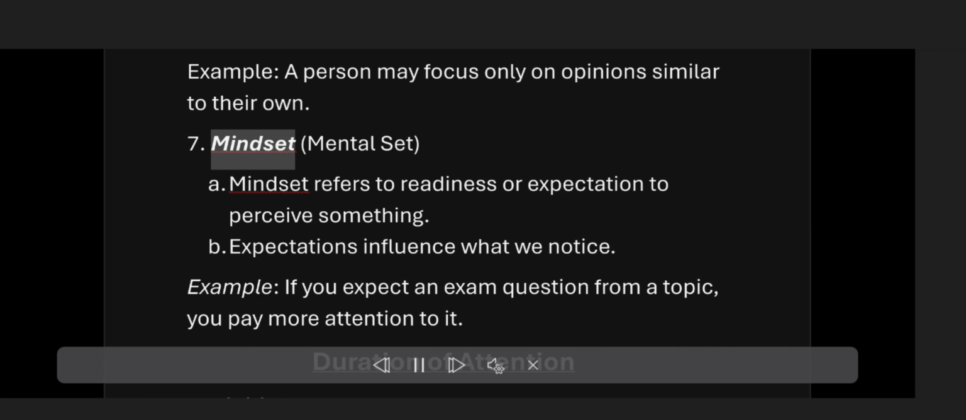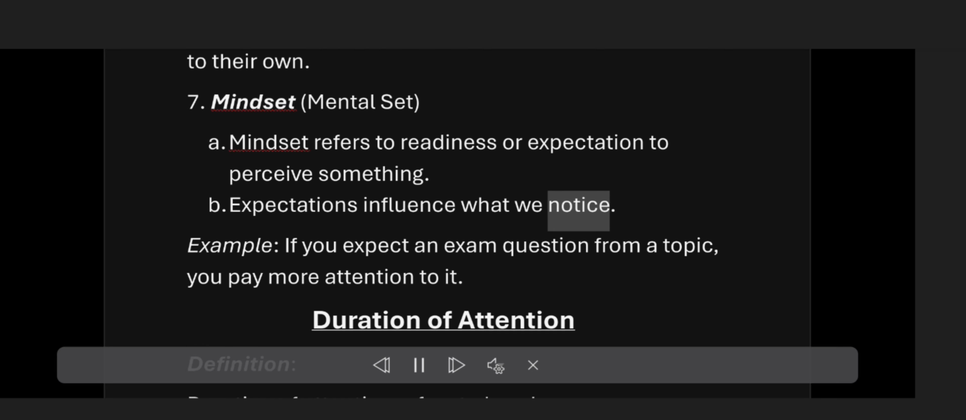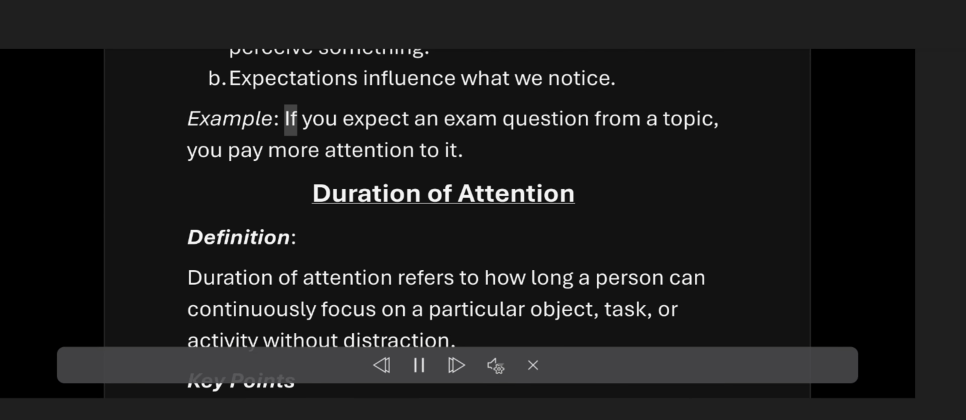7. Mindset, mental set. Mindset refers to readiness or expectation to perceive something. Expectations influence what we notice. Example, if you expect an exam question from a topic, you pay more attention to it.